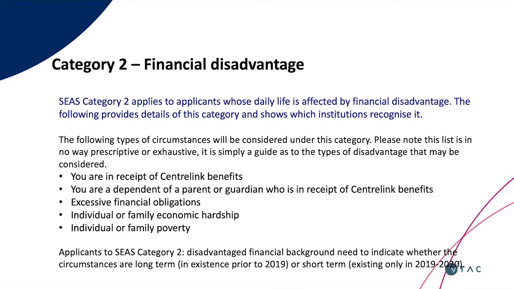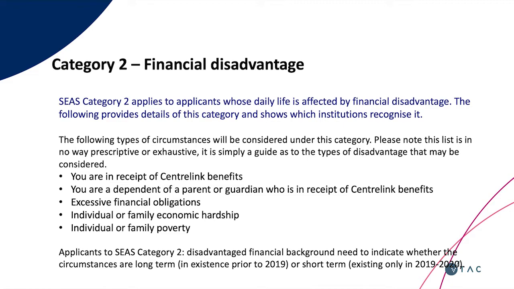So category 2 is purely about financial disadvantage. It applies to applicants whose daily life has been affected by being disadvantaged financially. And you'll see that it details in the category a range of different ways that you can identify that disadvantage. If you are in receipt yourself of Centrelink benefits, then you'll already have a CRN, a Centrelink reference number. For category 2, and if you're in that situation, all you need to do is supply that number.